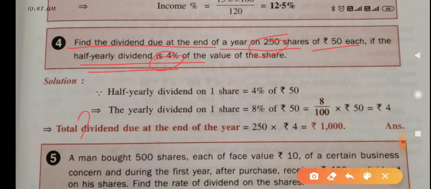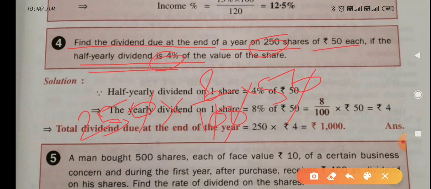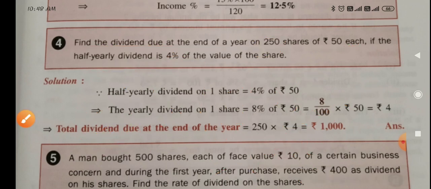Number of shares 250, just before I told you formula, into 8%, 8 upon 100 into NV of one share 50 rupees. It is given. 25, 8s are 200, 200 multiplied by 5, so it should be 1000. Now you can check, our answer is coming 1000 directly by using formula. So now they are giving, you can see here 1000.